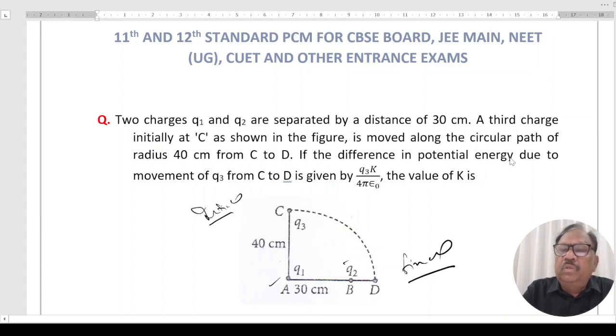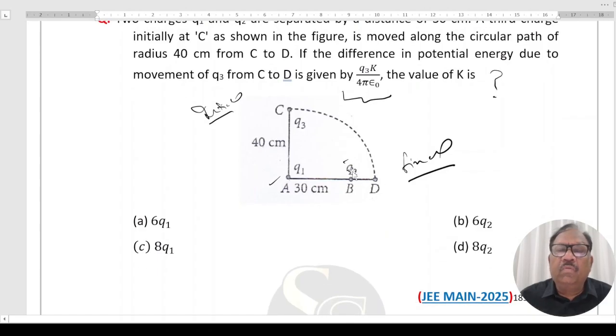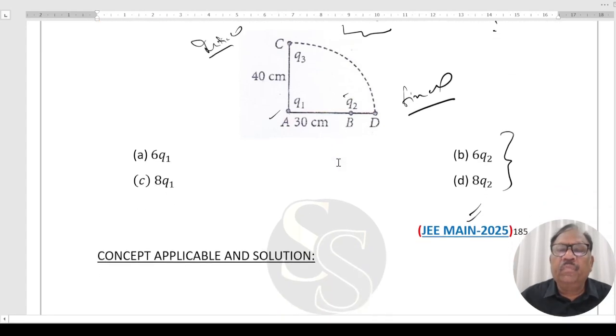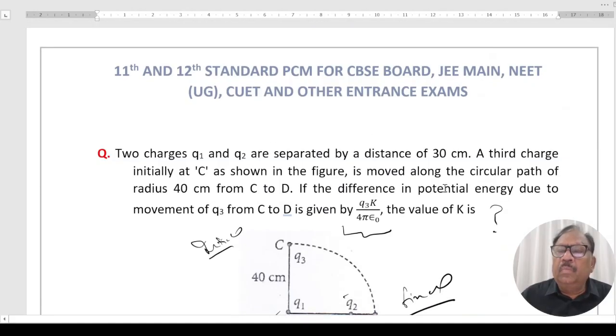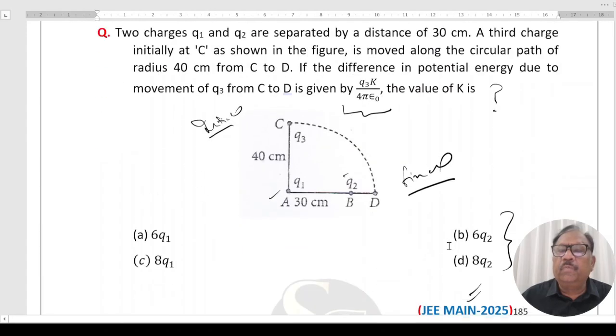If the difference in potential energy due to movement of Q3 from C to D is given by 1/4 pi epsilon naught Q3 into K, you have to find the value of K. Four options are given to you. One of the options is correct. Question is taken from JEE Main 2025.